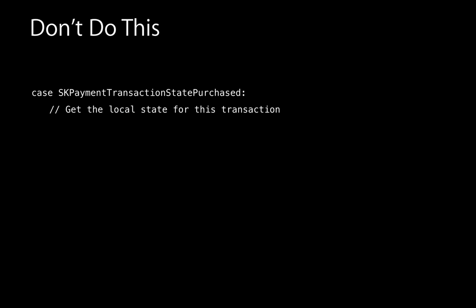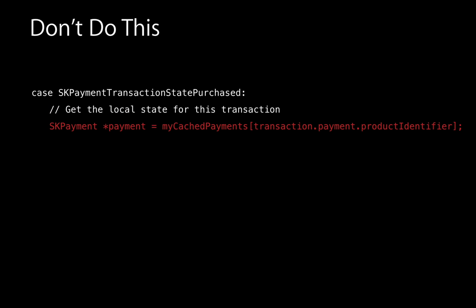But don't do this. Don't set up that case statement to look for the state of purchased and then try and find a matching payment in some side cache that you've got of payments that you thought were in progress. Because once you've created that payment object and thrown it in the payment queue to start the process, that object should be dead to you. You should forget about it. You'll get information about those payments and those transactions through the queue.